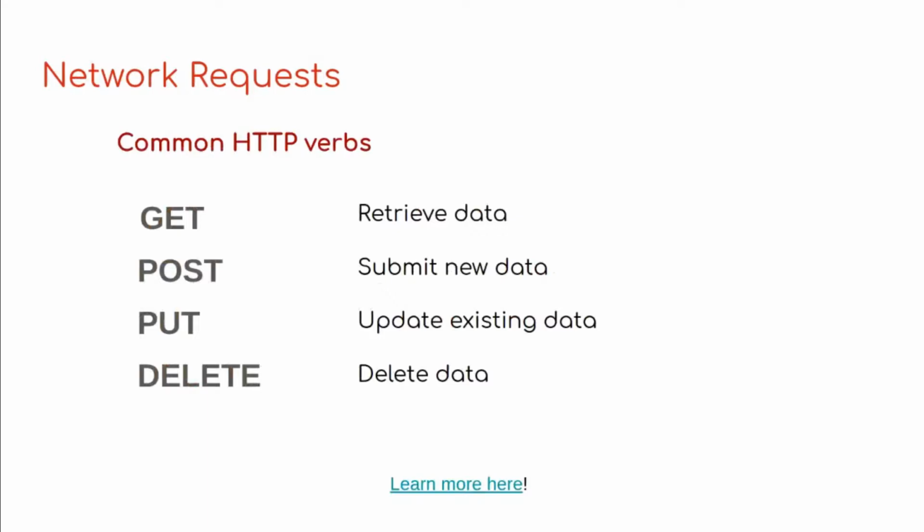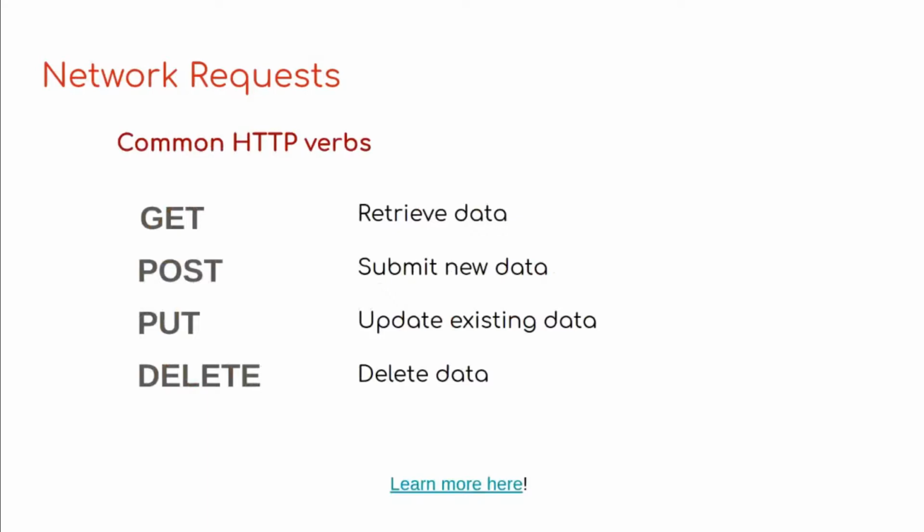There's a lot of what's called HTTP verbs out there that perform different operations. So the four really big ones are a GET request, a POST request, a PUT or a patch request, and a delete request. This is not an exhaustive list of verbs, but these are the very common ones. And basically, a GET request is for retrieving data.